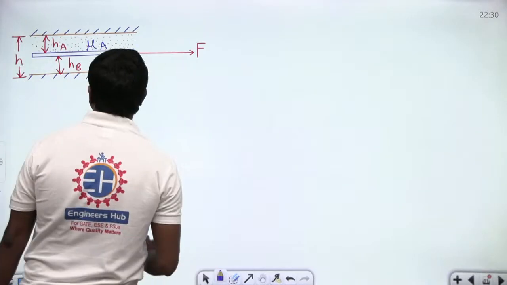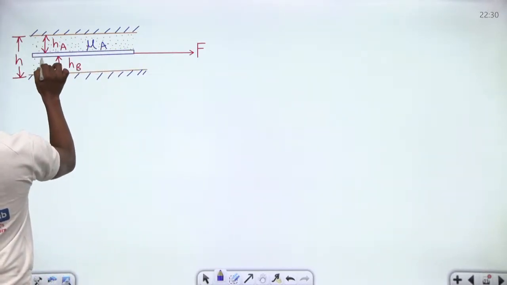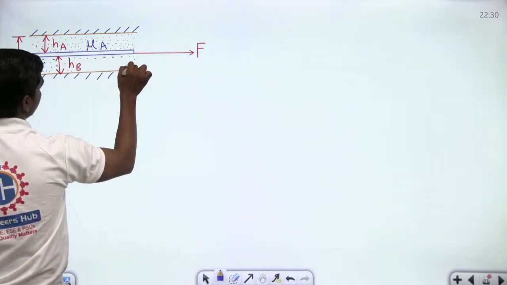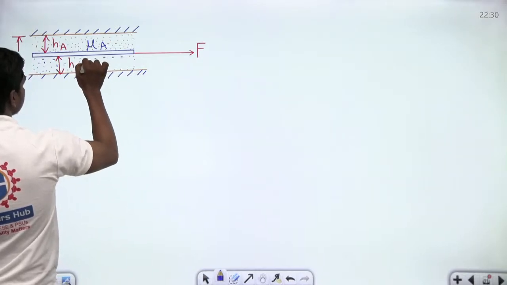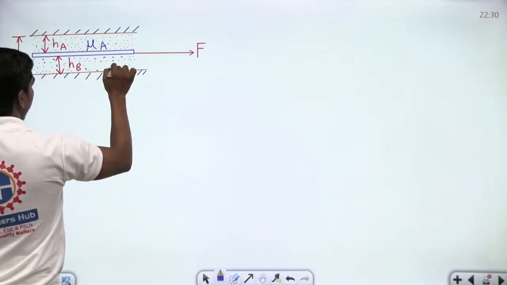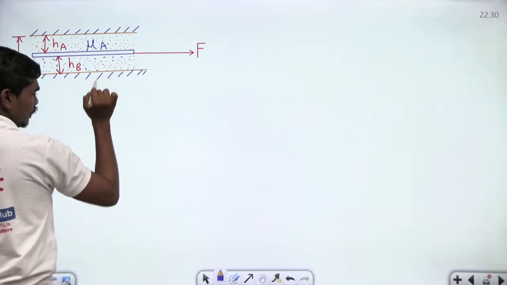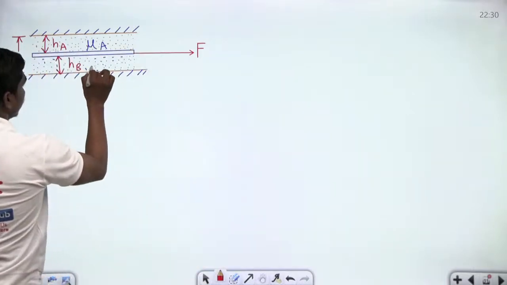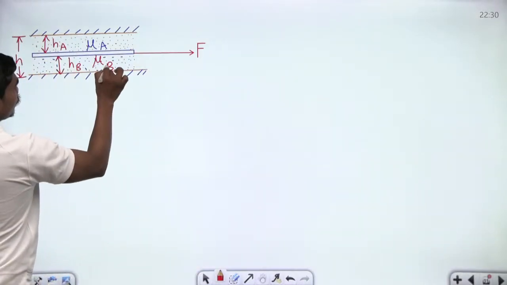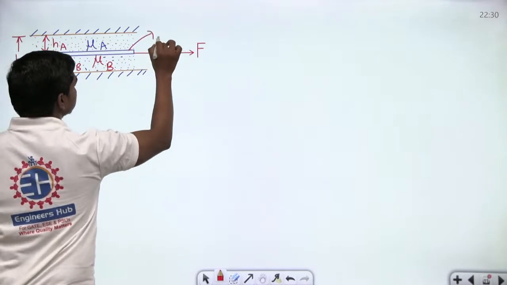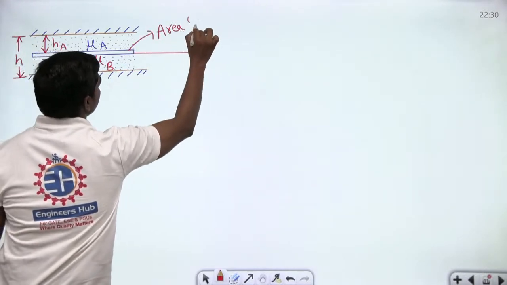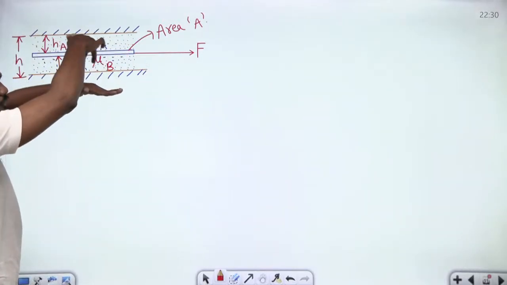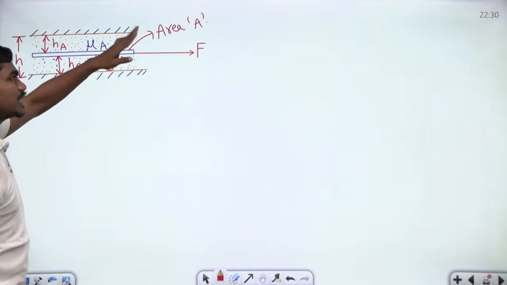Similarly, let us suppose there is some oil that's filling this gap here, and let us suppose the dynamic viscosity of this oil is mu B. Okay, fine. And let us suppose the area of this plate is A. Meaning if you take this plate which is perpendicular to this board, then if you look from the top view, the area which you can see from the top view is nothing but A.